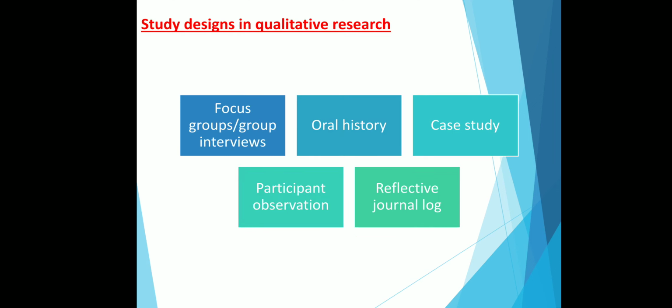Now, we already have studied the study designs in quantitative research. Now we will discuss the study designs in qualitative research. Here I have pointed out five different types. The first is focus groups and group interviews. The second is the oral history, then case study, participant observation, and the last is reflective journal log.